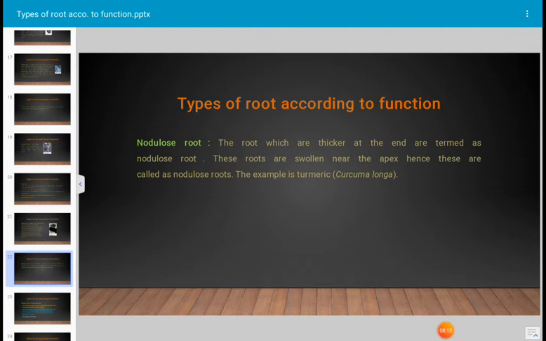The roots which are thicker at the end are termed as nodulose roots. These roots are swollen near the apex. Hence, these are called nodulose roots. The example is turmeric, Curcuma longa. Next.